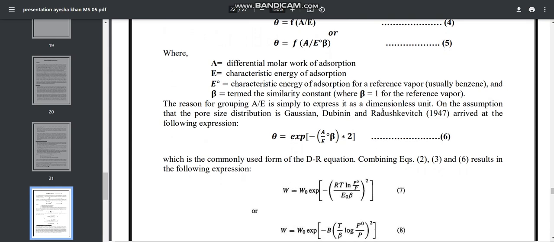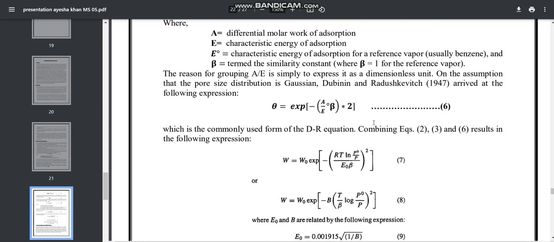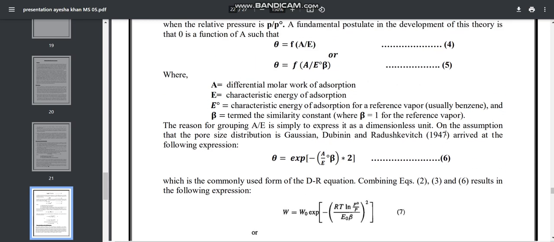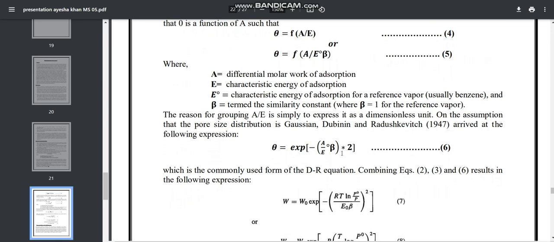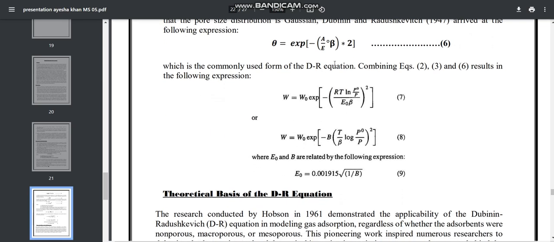On the assumption that the pore size distribution is Gaussian, Dubinin and Radushkevitch arrived at the following expression, which is expression number 6. By combining equations number 2, 3 and 6, we get the final expression of the DR equation, which is represented as W is equal to W naught exponential of minus (RT over beta log P naught over P) whole square. This is the common form of the DR equation.